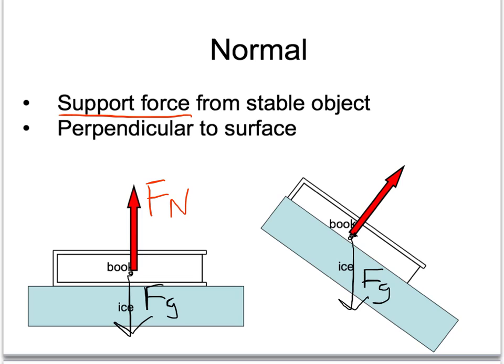So if a book sits on the table, there's a force of gravity pulling the book down and a normal force pushing back up. Also, the normal force is always perpendicular to the surface, so it always forms a right angle. Notice here, the normal force is straight up forming a right angle. But in this second example, our table is now slanted at some angle, and the normal force still has to be perpendicular to the table. So the normal force has to slant too.